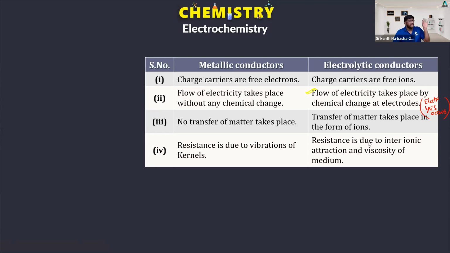Imagine the case of a Na plus ion moving in NaCl aqueous solution. If that Na plus is greatly attracted by oppositely charged ions, then its movement is decreased. Whenever mobility decreases, conductivity decreases. Same thing with resistance. In a metallic conductor, at every lattice site we have a metal kernel, and free electrons want to move in this direction. If the vibrations increase, the free electrons are obstructed, the obstruction to the flow of electrons increases, and the electron cannot move easily.